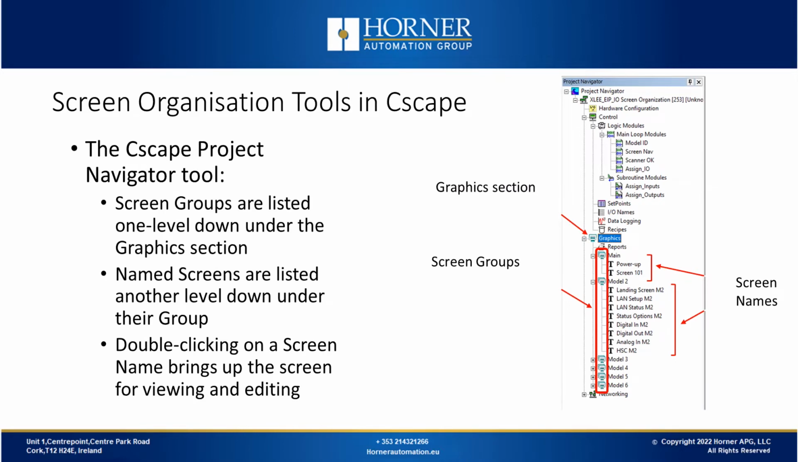Once you've created your screen groups and you've named your screens and then assigned those screens to relevant groups, what functionality or advantage does that actually give me? Well, once that's all complete, you can now use your Cscape Project Navigator tool to navigate through all of your screen groups and to the different screens within those groups, and then quickly find that screen that you want to view or edit. Instead of opening the graphics editor and then just scrolling from screen to screen looking for the one you want to edit, using the Project Navigator tool is a much quicker method.